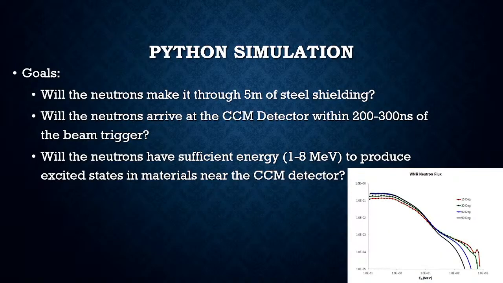So what I did with this project was build a Monte Carlo simulation of 600 to 800 MeV neutrons going through the first section of shielding, which is 5 meters of steel. And the goal was to answer these questions. So we wanted to see if the neutrons would make it through that shielding in the same time window as the neutrinos or the light dark matter would, which is the 200 to 300 nanosecond window. And then if they would have enough energy to actually produce the gamma rays that would cause an issue.